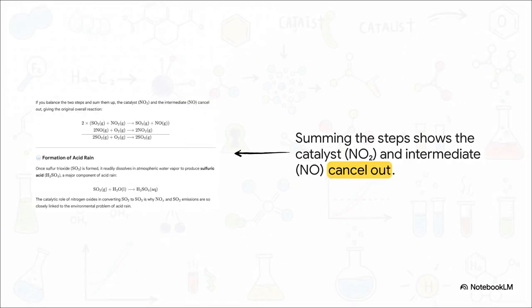Now, this is the really cool part. If you take those 2 reaction steps and add them together, just like you would in math class, you can cancel out anything that appears on both sides. And watch what happens. The catalyst, NO2, and the intermediate, NO, they both just disappear. And what we're left with is the simple overall reaction. This is the ultimate proof that a catalyst is part of the journey, but it's not part of the final destination.